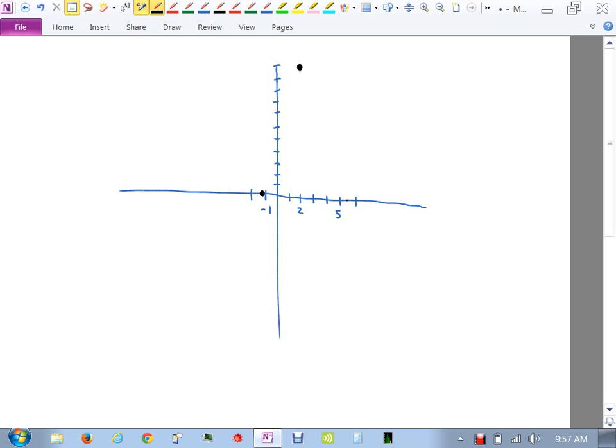The more labeling that you do, the better. I don't have to have every single point labeled, but you know, the more that I can show you know what you're doing, the better off you are. And then the Y-intercept was 7. So that puts me here.